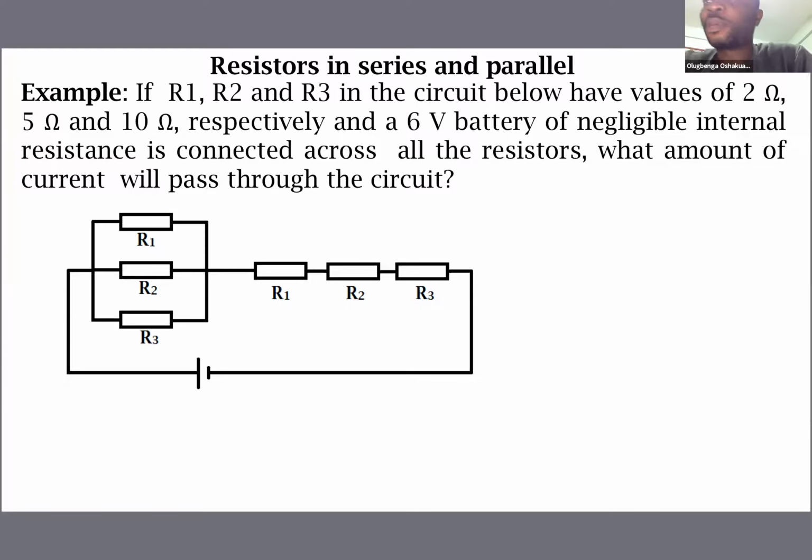Okay, so we are back. We're trying to calculate. This is 2 ohms, this is 5 ohms, and this is 10 ohms. The total resistance, or the equivalent resistance, of a particular resistor that can replace the 3 of them, is 1/2 plus 1/5 plus 1/10.